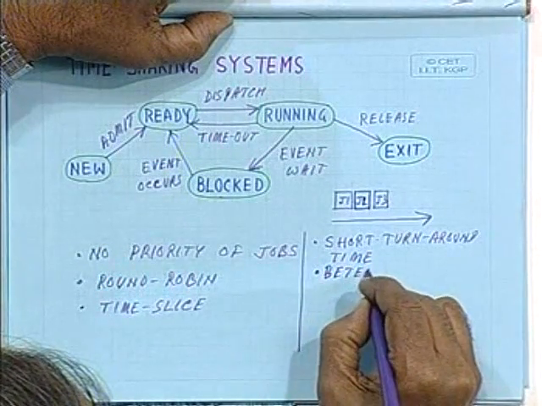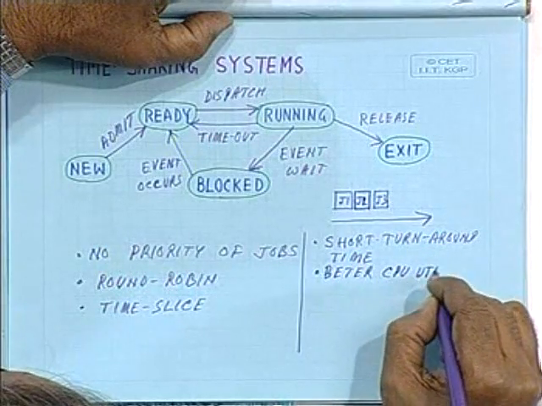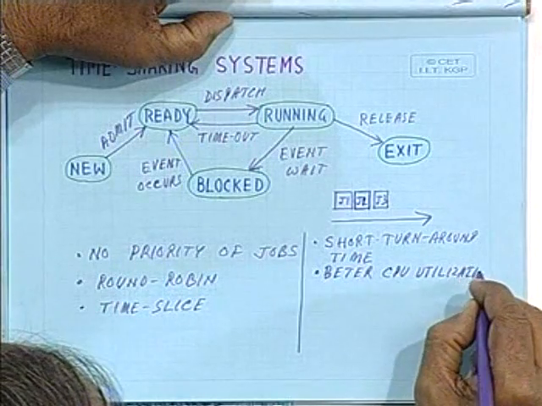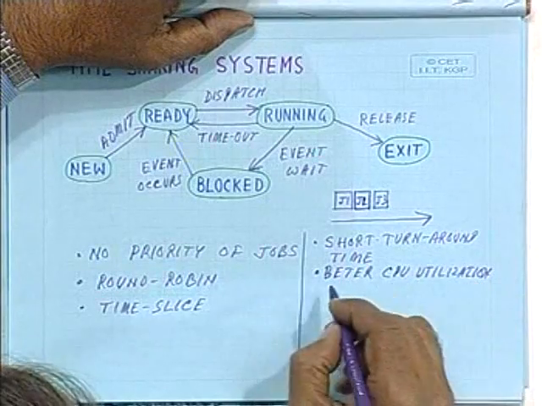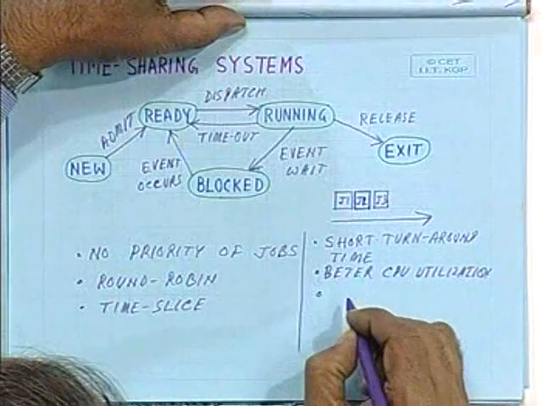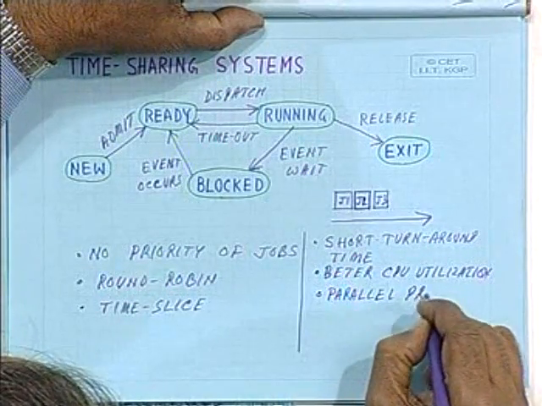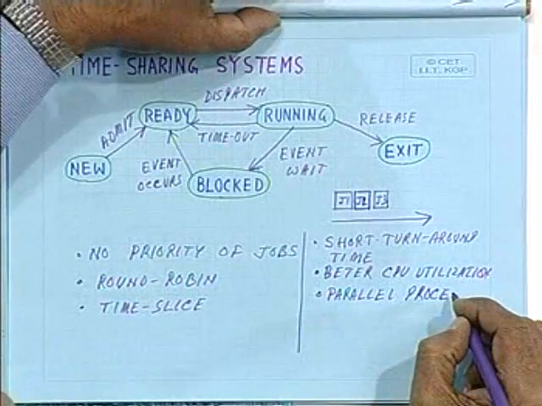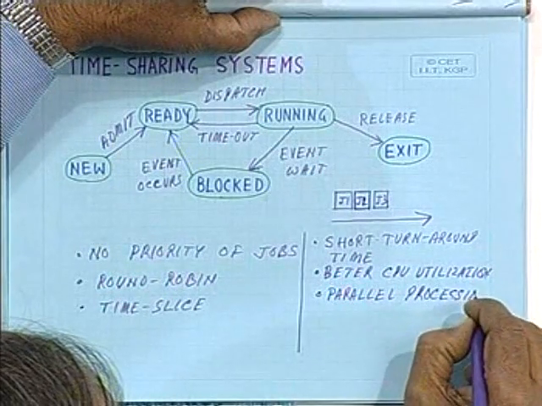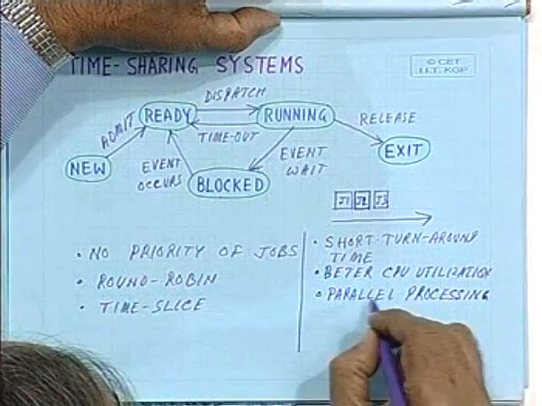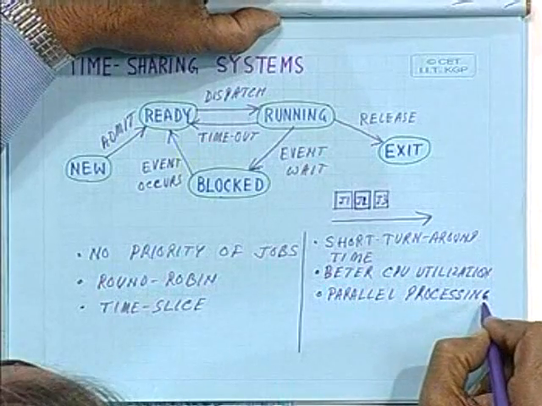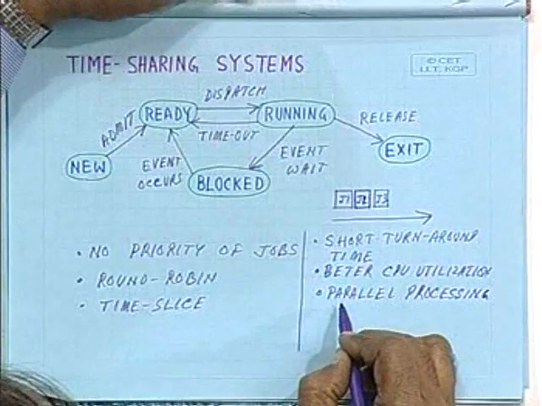it gives you much better CPU utilization. So CPU utilization is much better. Moreover, it gives the impression of some kind of parallel processing. Each user feels as if he is the sole user of the machine, although he is getting a very small fraction or a small slice of the time of the CPU. So some kind of parallel processing, although it is not really parallel processing, some kind of illusion of parallel processing. The user feels that parallel processing is taking place. So these are the main advantages of this time sharing system.